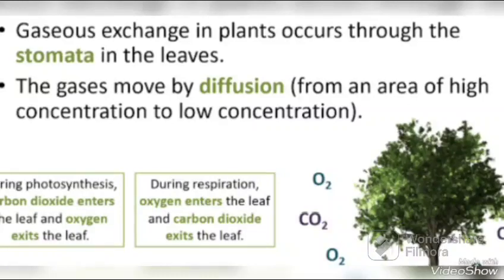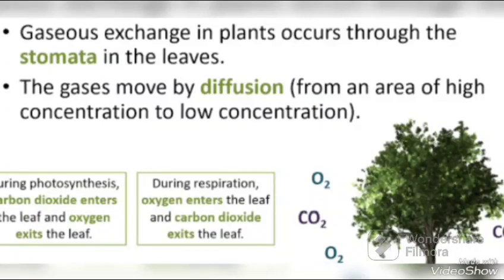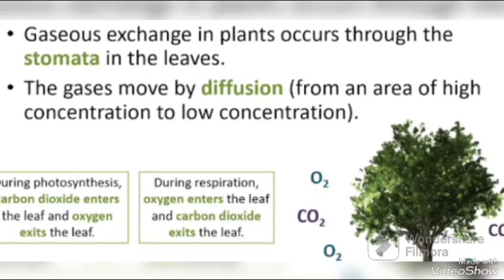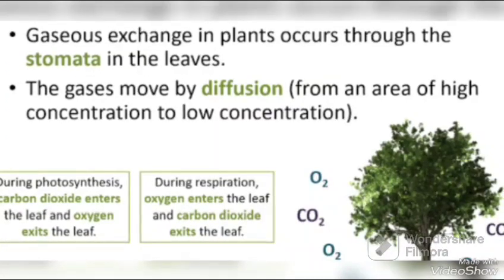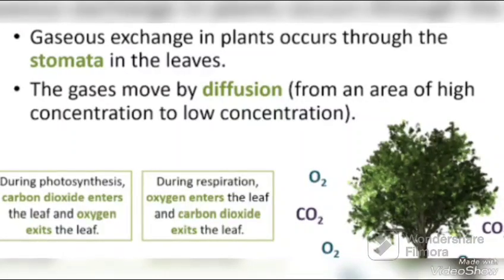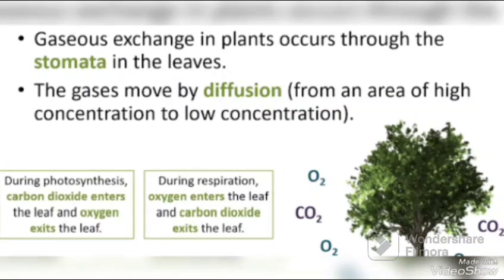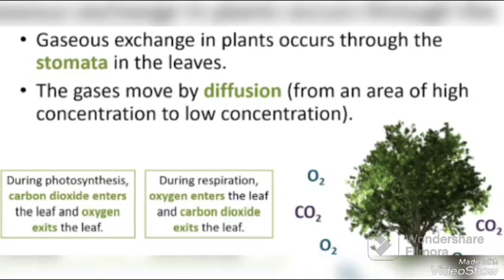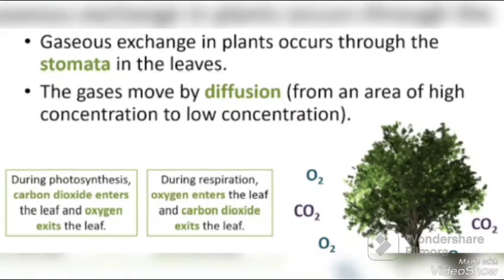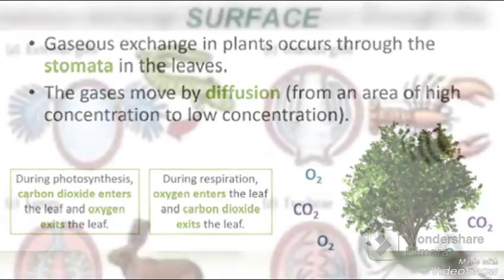When it comes to the gaseous exchange in plants, it occurs through the stomata in the leaves. The gases move by diffusion, that is from an area of higher concentration to the lower concentration. During photosynthesis, carbon dioxide enters the leaf and oxygen exits the leaf. During respiration, oxygen enters the leaf and carbon dioxide exits the leaf. The mechanism of gaseous exchange in plants takes place by plants' roots, stems, and leaves.